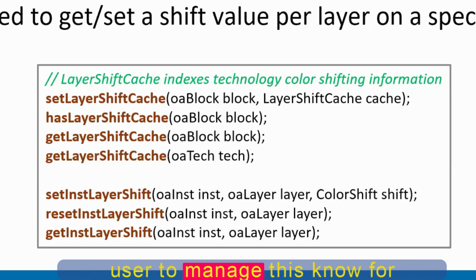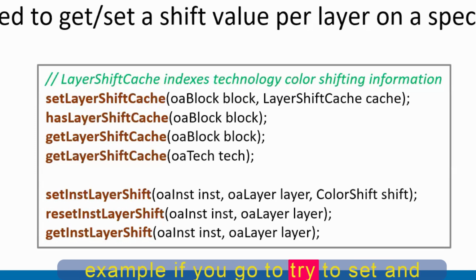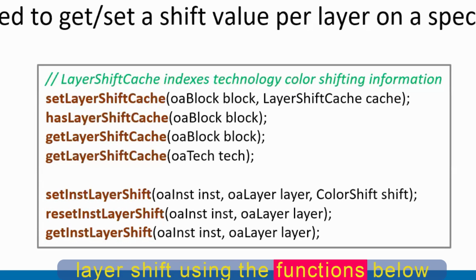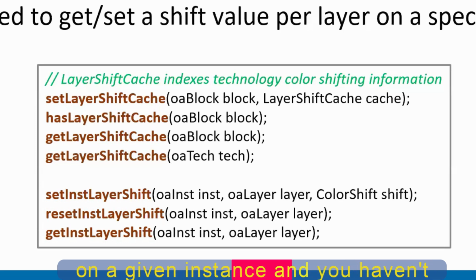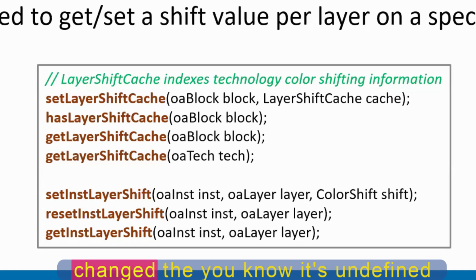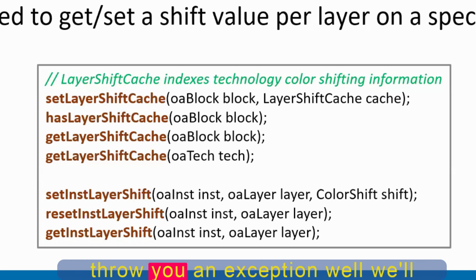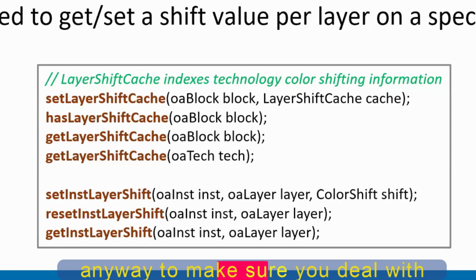And so it is up to the user to manage this. For example, if you try to set inst layer shift using the functions below on a given instance and you haven't set that cache, or perhaps the cache is invalidated because the technology has changed, it's undefined results, right? It's likely going to throw you an exception. It will throw you an exception in that case, and you'll need to make sure you deal with this.